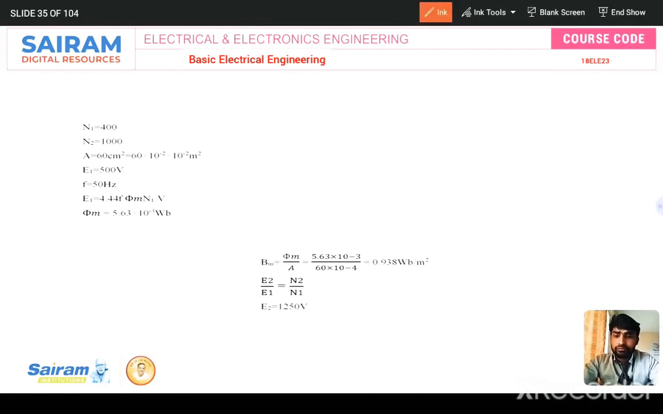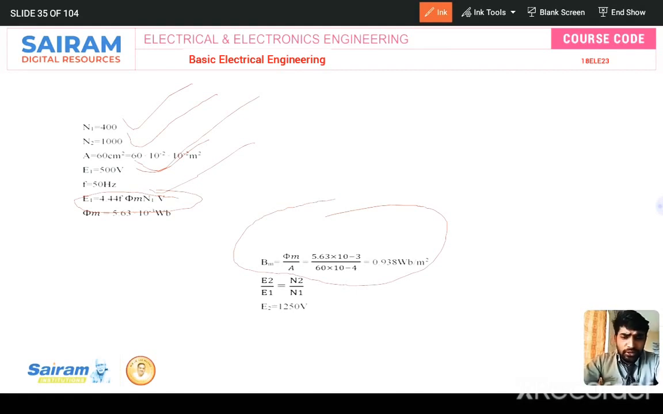Solution I have given. So N1 is given 400, N2 is 1000, area is given 60 centimeter square, 60 into 10 raised to minus 4, converted into meter square, okay? And V1 is given 500, frequency is given 50, the EMF equation of transformer is E1 is equal to 4.44 f φm N1 volts. What is φm, I mean how much did we get? 5.63 into 10 raised to minus 3 Weber. If you want maximum flux density, Bm is equal to φm by A, 5.63 into 10 raised to minus 3 divided by 60 into 10 raised to minus 4. Finally, we got 0.938 Weber per meter square.